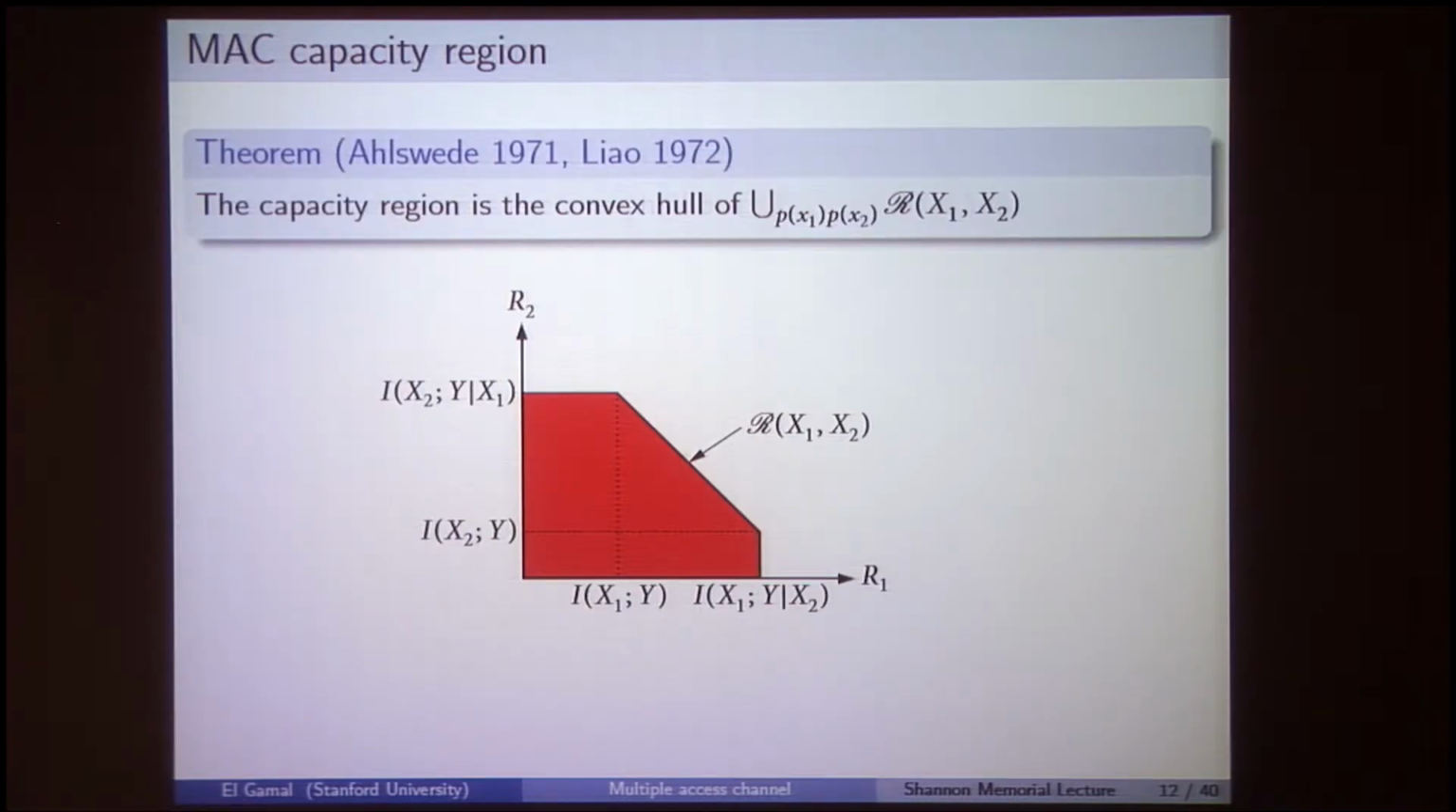Ahlswede and Liao established the capacity of the multiple access channel a long time ago. They showed that it's the convex hull of the union over product probability mass functions on x1 and x2, which are the two input alphabets, of R(x1, x2), which is this pentagon region.